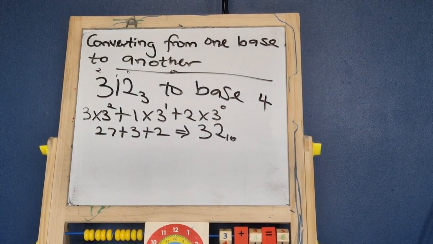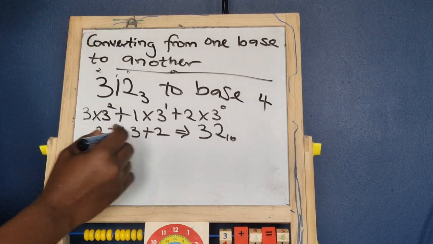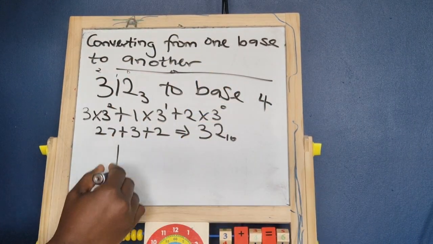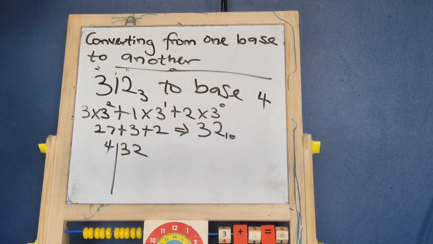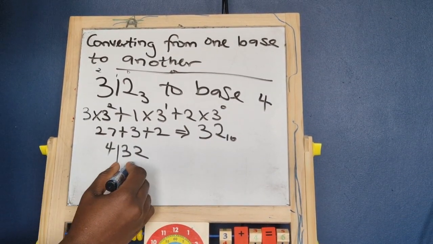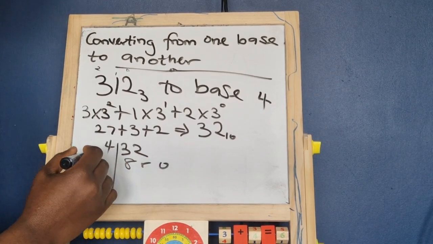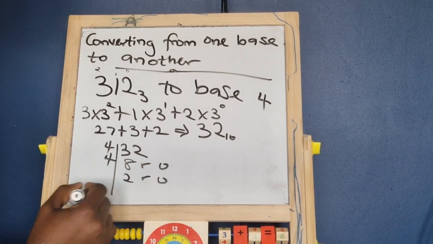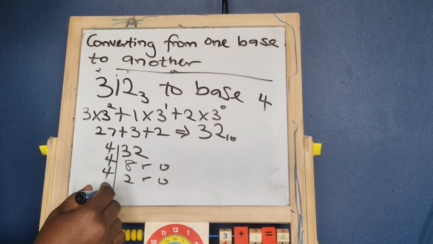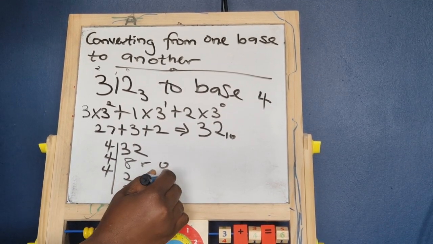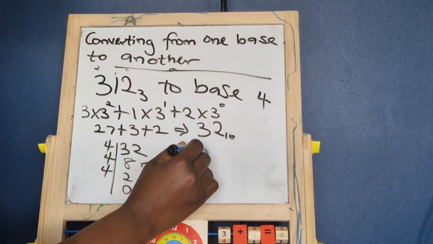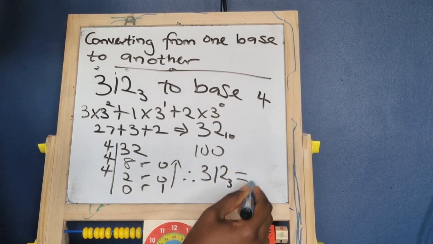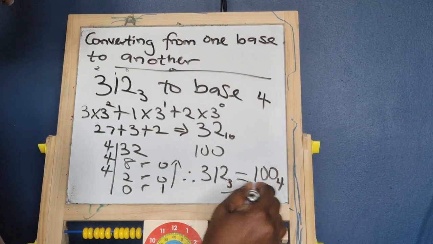We'll then convert it from base 10 to base 4, and that is where we use the long division method. So we have 32 divided by 4. 4 would go in 32 how many times? 8, remainder 0. 4 would go in 8 how many times? 2, remainder 0. 4 would go in 2 how many times? 0, remainder 1. So we take it up. This would be 100. So therefore 312 base 3 is equal to 100 base 4.